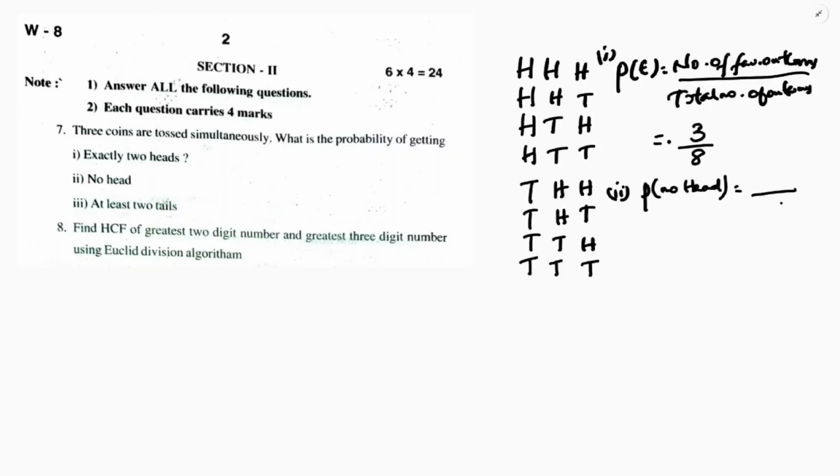So see, total outcomes are 8 in all the cases except the last one. In every case we have head. See here, all the cases we have head except the last one. So only one chance is there where we will not get head.